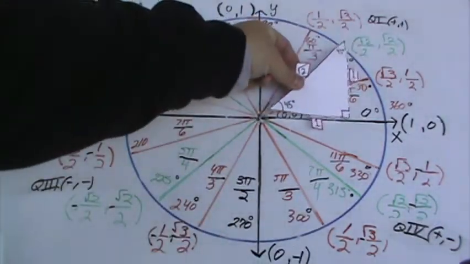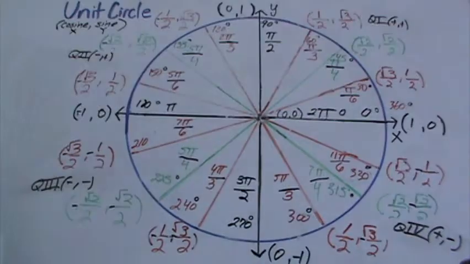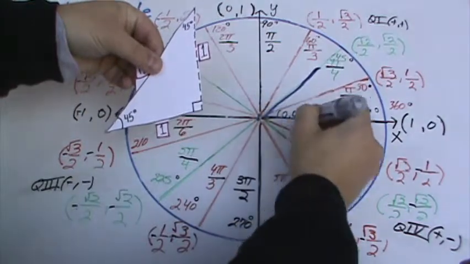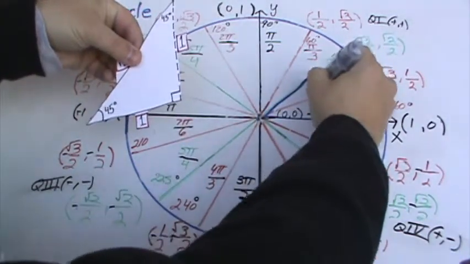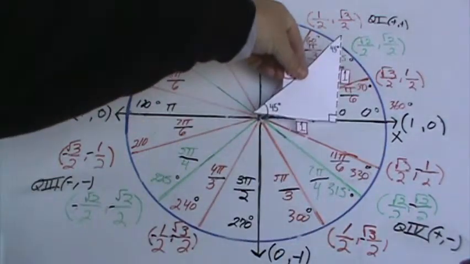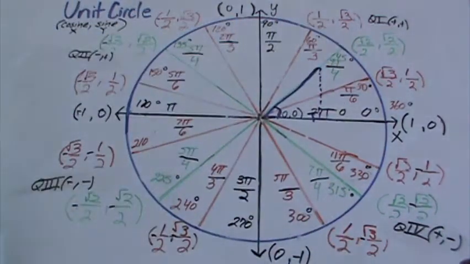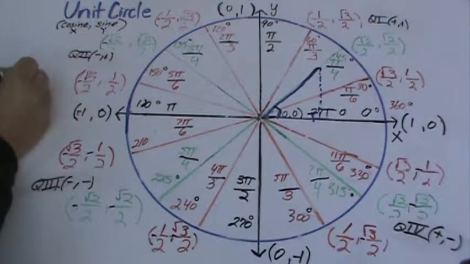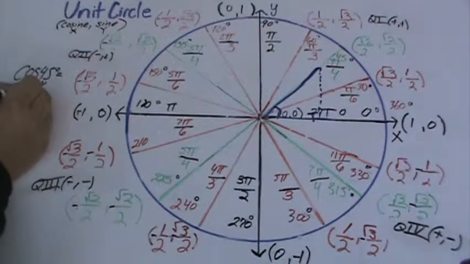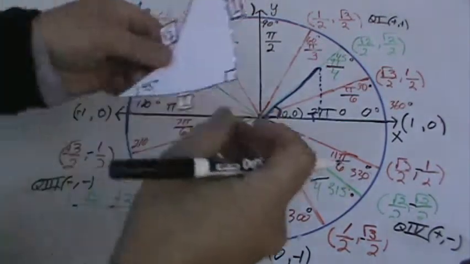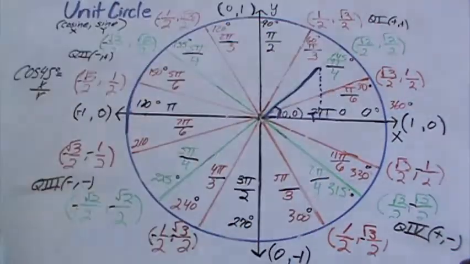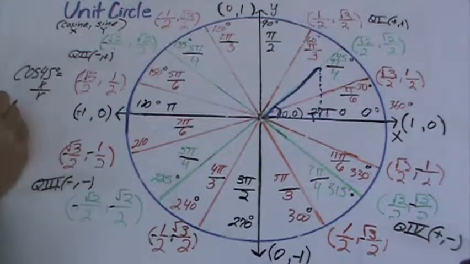So if we focus on the 45 degree angle in the first quadrant, so it's going to be this angle right here. Here's your 90 degrees. So this is going to be a 45 degree angle. And I'm going to show you how we got the cosine. So your cosine of 45 degrees will be x over r. So let's look at the triangle again. Your x value is going to be 1. And your radius is going to be square root of 2. So it's going to be 1 over square root of 2.